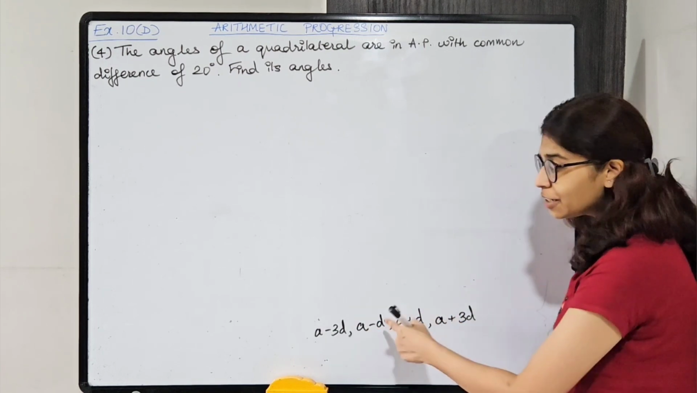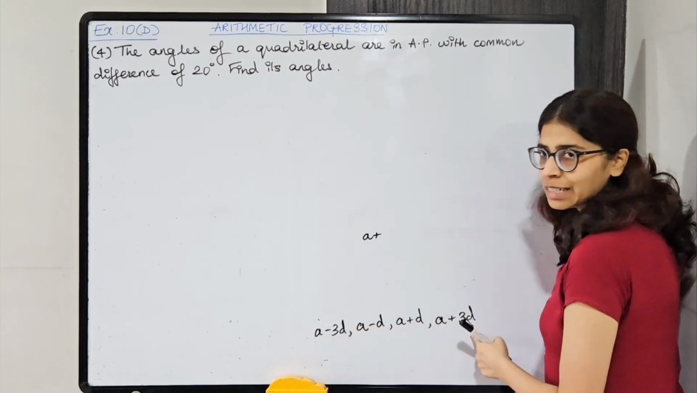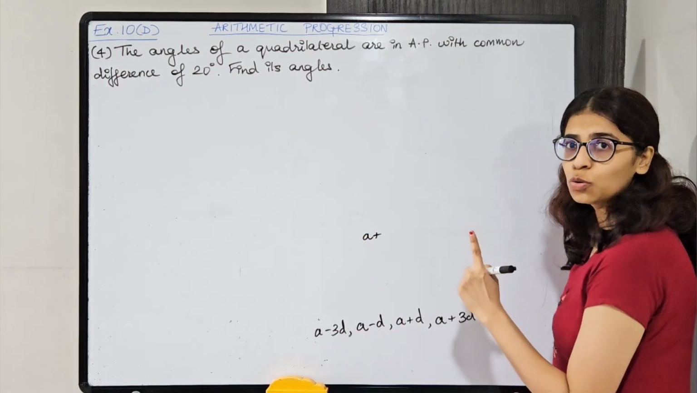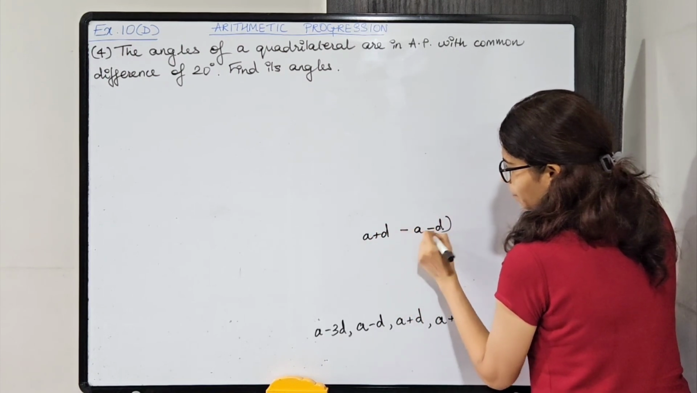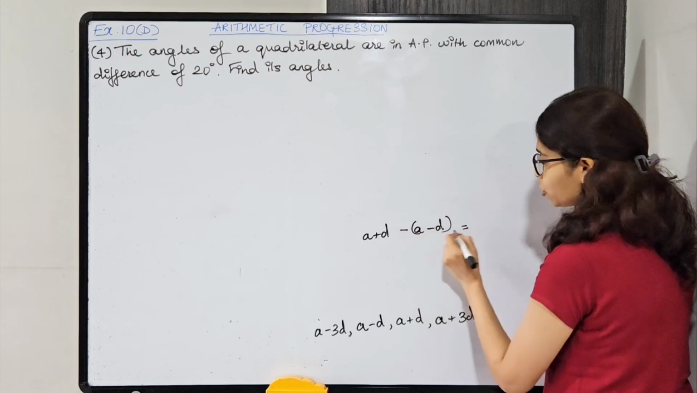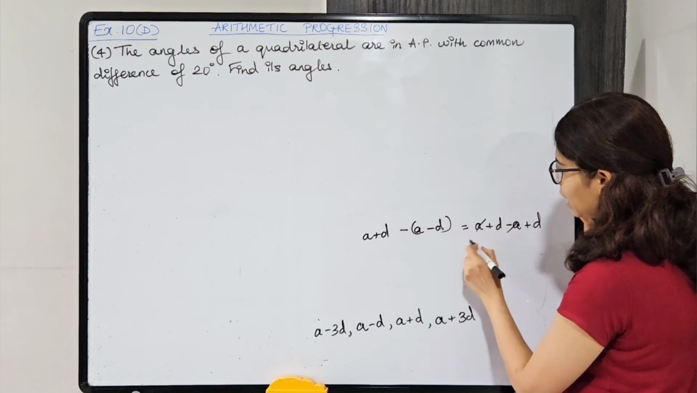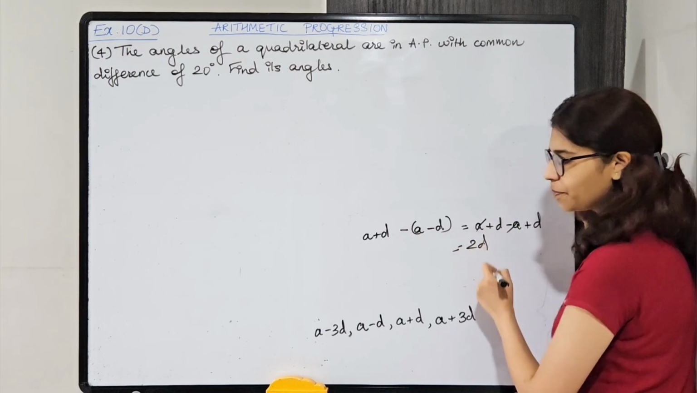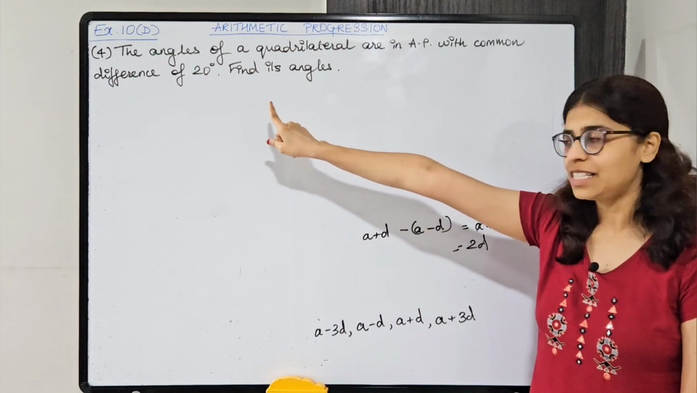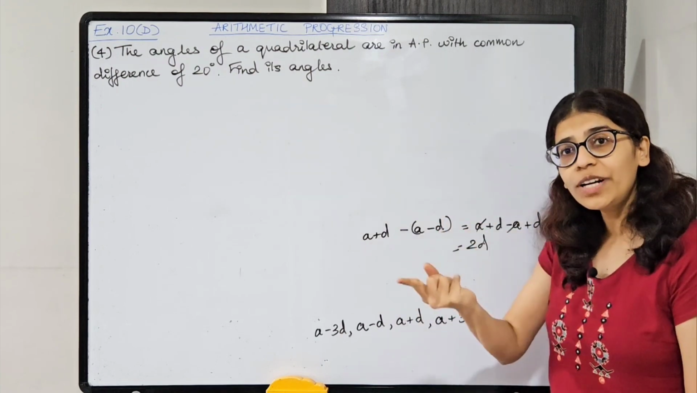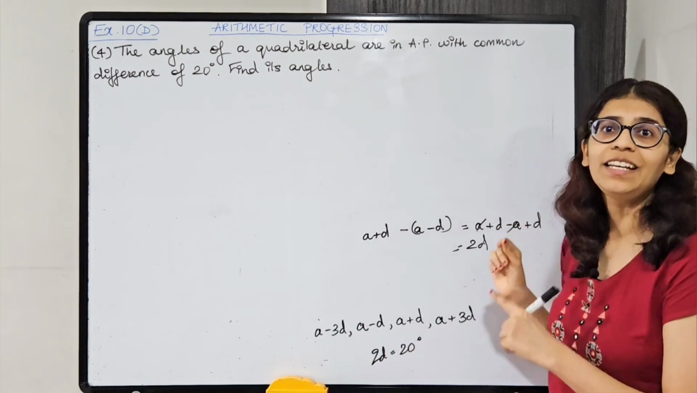Okay, difference check करो students. For even number of terms जब हम लोग ऐसे consider करते हैं, difference is 2D. So A plus D minus A minus D. Put brackets. So A plus D minus A plus D. A cancel हो गया, D plus D will give 2D. So difference, common difference is 20 degrees. So difference is 2D, therefore 2D is 20 degrees, not D.